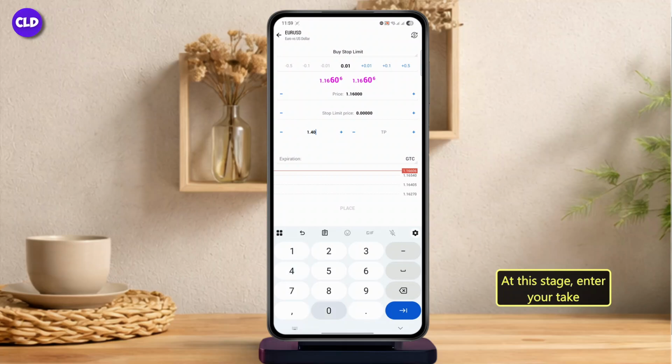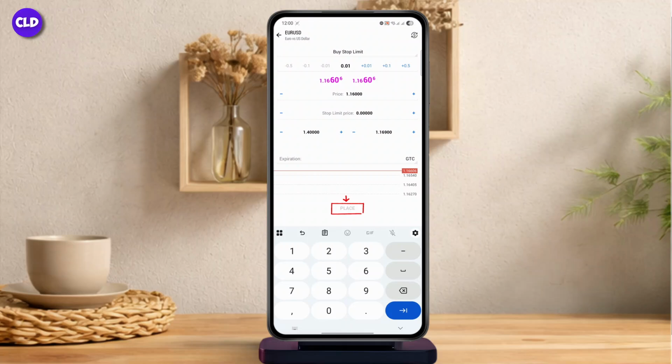At this stage, enter your take profit amount in the TP field. This is where your trade will automatically close once it hits your target profit level. Finally, once everything is set up the way you want, tap Place Order to submit your trade signal. That's how you enter trade signals on Metatrader 5.